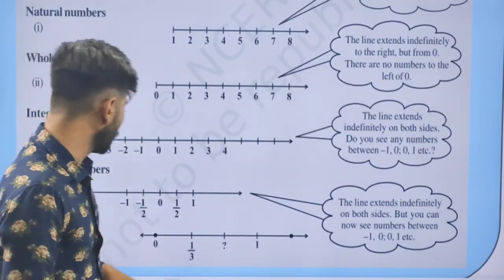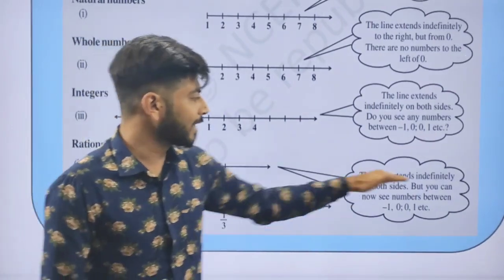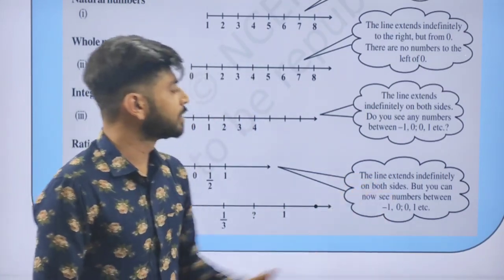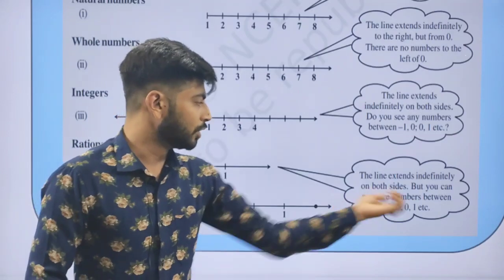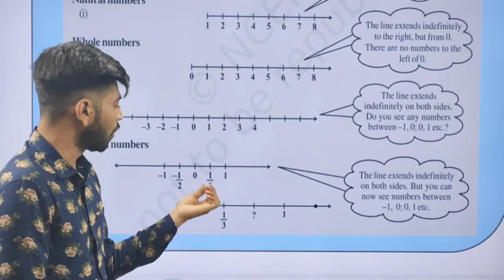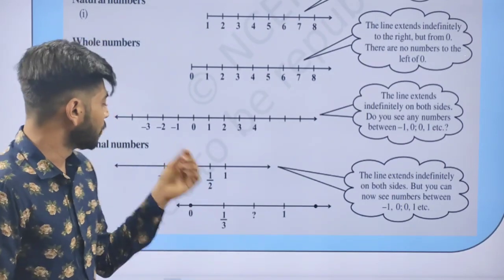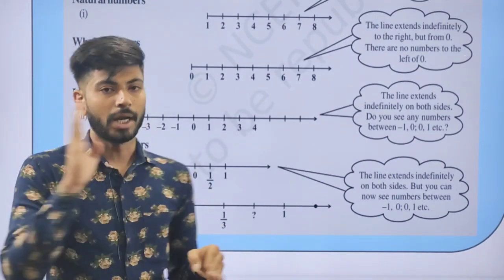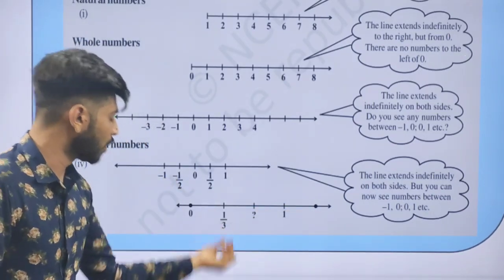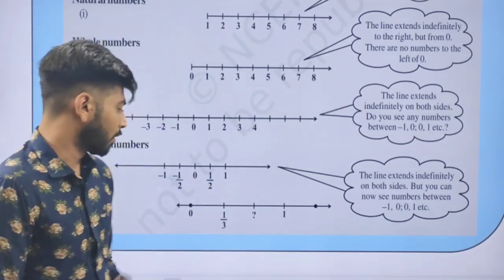So for the rational numbers, you can see the number line is here. The line extends indefinitely on both sides, similar to integers. But you can now see the numbers between -1, 0, and 0, 1, etc. And what are they? They are in the form of p upon q. Say 1 upon 2 is between 0 and 1, while -1 upon 2 will be between 0 and -1. Similarly, you can see the number line here. 0 is given, 1 upon 3 is given, a question mark is given and 1 is given. So what will be the question mark?